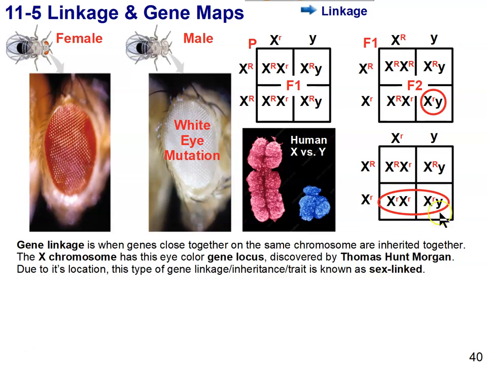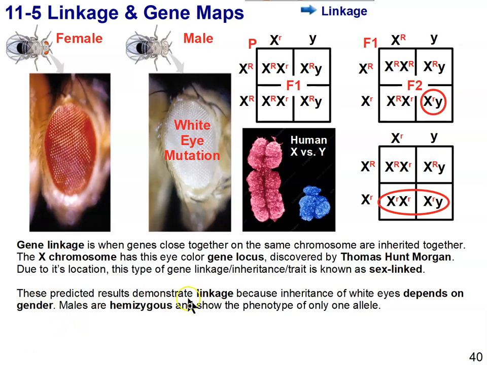So here are our affected flies in this generation. Or I should say in these offspring, because I don't want to imply that this is the F3 generation. This does not follow Mendel's experimental design, so it's not the F3 generation. All right, so these predicted results match what Thomas Morgan saw, so it demonstrates linkage because inheritance of white eyes depends on gender. Males are hemizygous and show the phenotype of only one allele. So whatever one allele they have, that's the phenotype they're going to show.